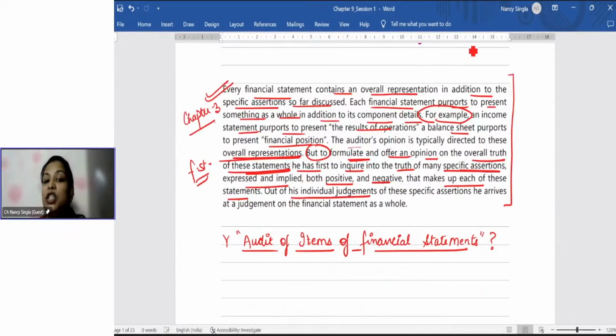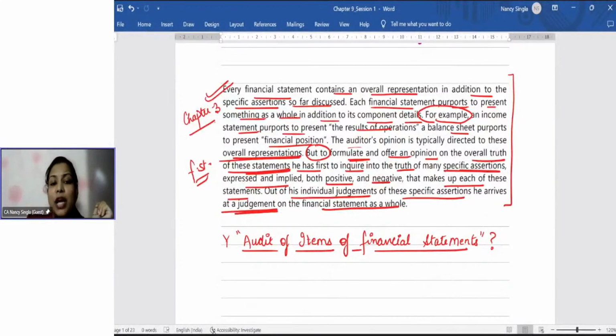Out of his individual judgments on the specific assertions, he arrives at a judgment on the financial statement as a whole. So whenever you look at an audit report, you will see that the auditor is giving an opinion on the financial statement as a whole, that whether the financial statement reflects a true and fair view. The report as such will not say that the sales figure is not reflecting a true and fair view, or the statement of changes in equity is not reflecting a true and fair view. The opinion is given on the financial statement as a whole, and that is not possible unless the auditor conducts the audit or verifies each and every assertion that is appearing in the financial statement.